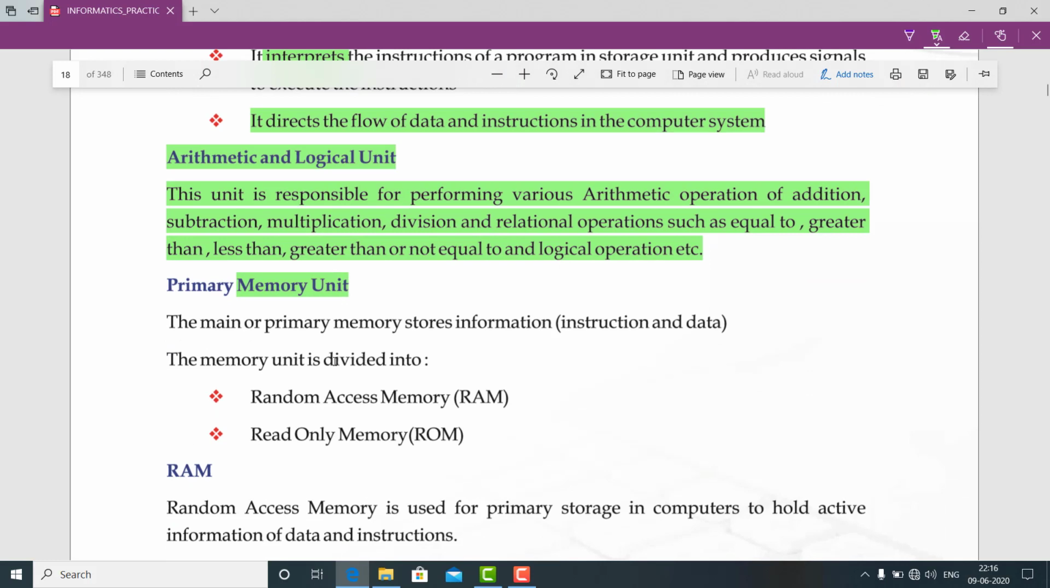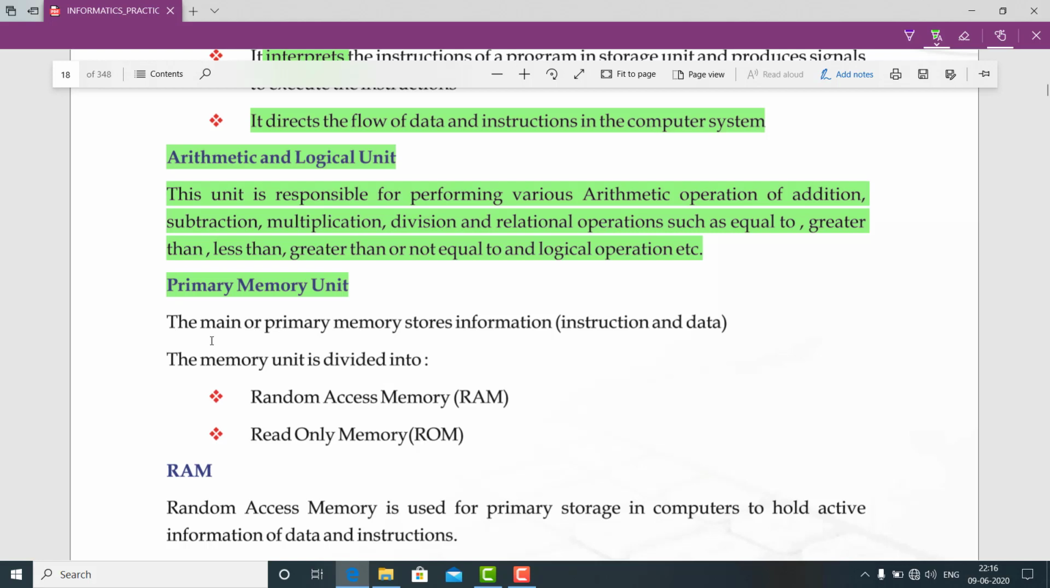Now next we will come to the memory unit. Clear? So you know the memory unit. In the memory unit there are two types of memory: primary memory and secondary memory. How many types of memory? Two types of memory: primary and secondary. So now we are going to learn the first memory, that is called the primary memory. Clear? The primary memory we will divide into two parts. First is RAM and ROM.